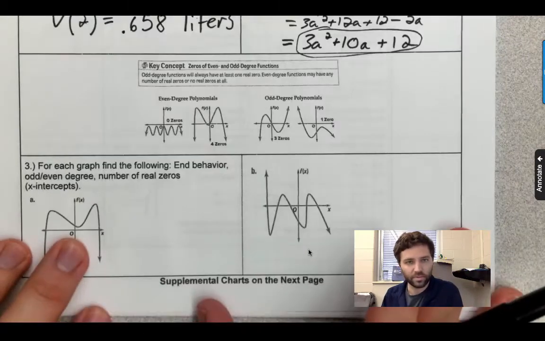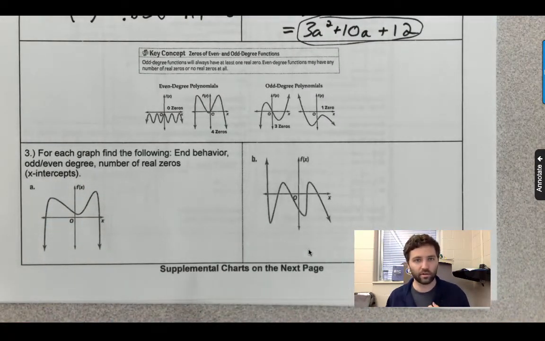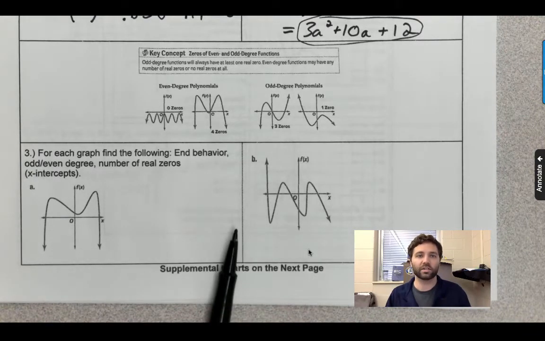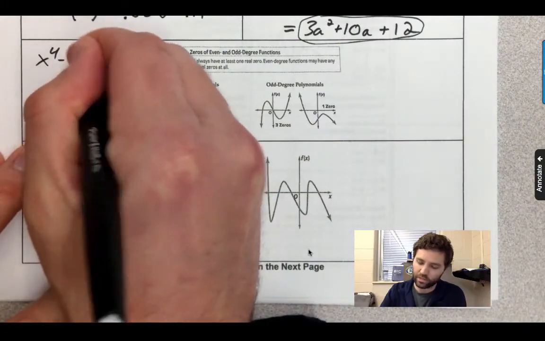Okay, let's move on to the next thing. Now we're really going to get into some graphical analysis here, all right? So even and odd degree polynomials. An even degree polynomial is a polynomial function that has a degree, highest power of x, that is an even number. Okay, those polynomial functions have different end behavior than odd degree polynomials. So like an even degree polynomial might be something like x to the 4th minus 4x plus 1, right?